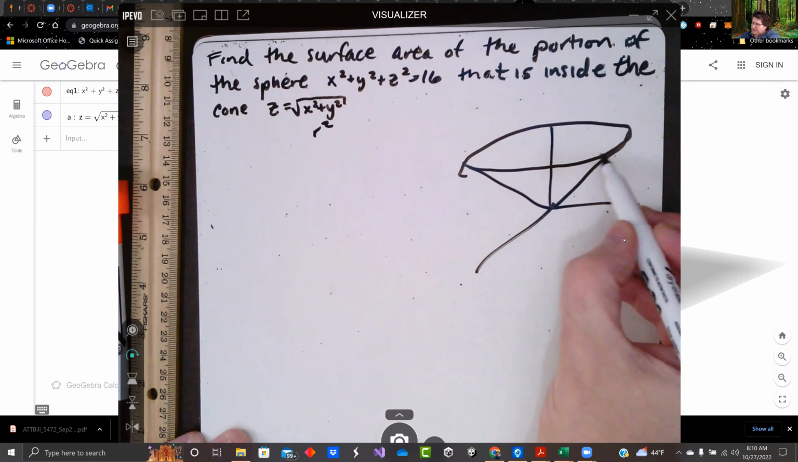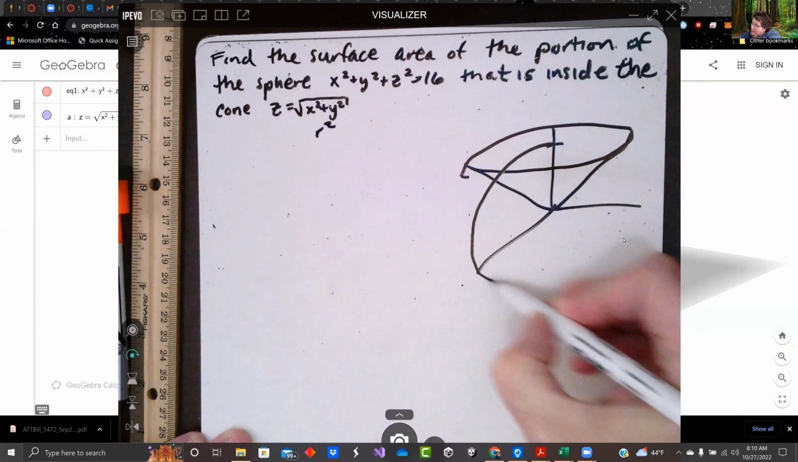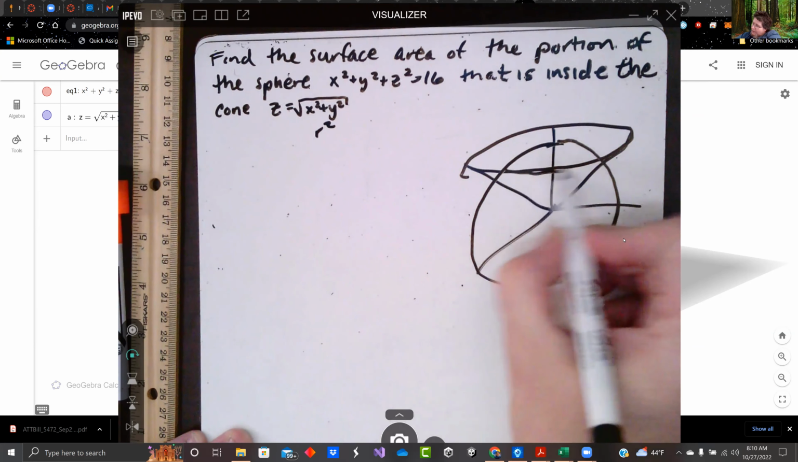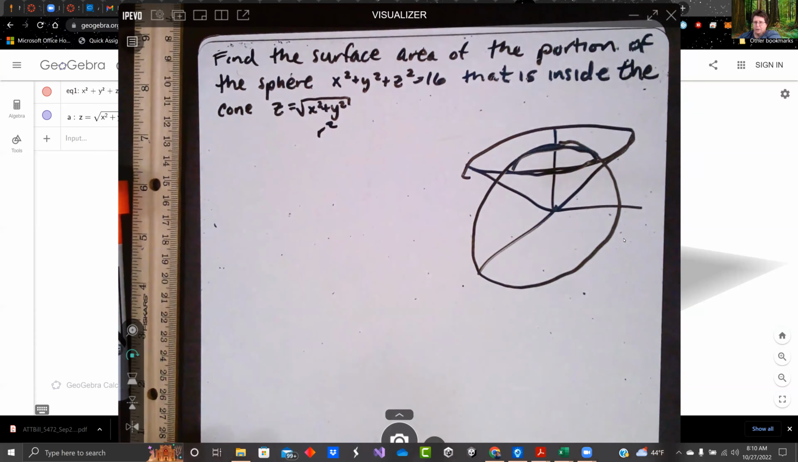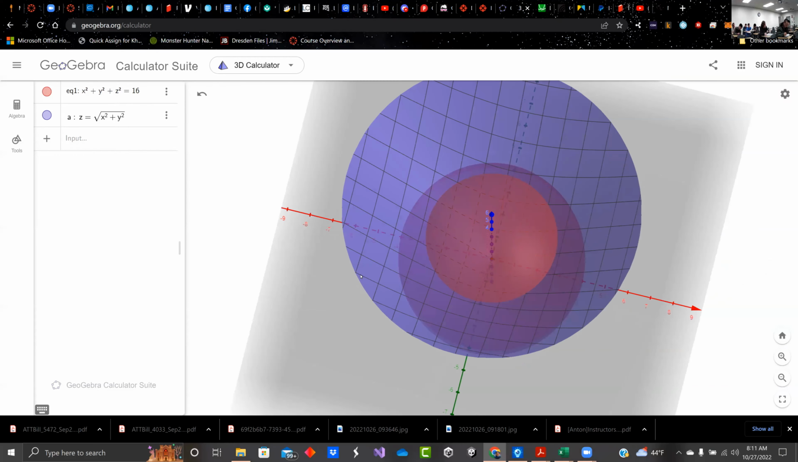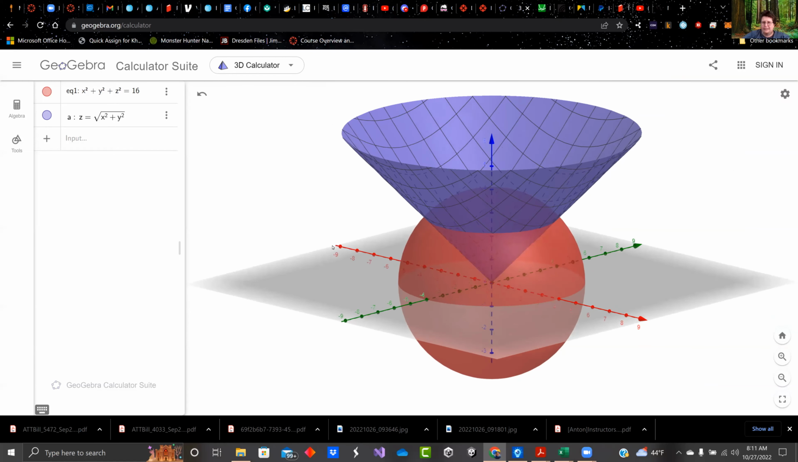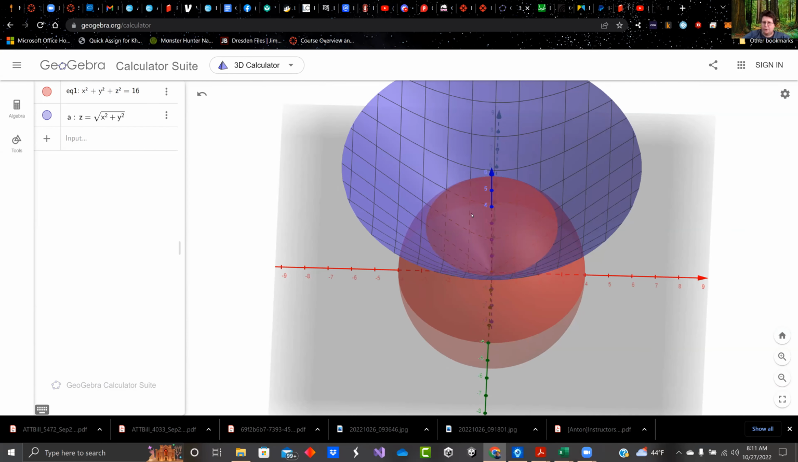And then we have some sphere that's got a radius of 4, going like that. So inside the cone, it's like a snow cone where the scoop doesn't fill all the way up. Now, if we want to look at it on GeoGebra, you can see this right here. So there's this red part right here that we're looking for.